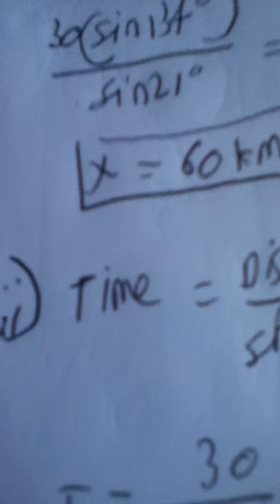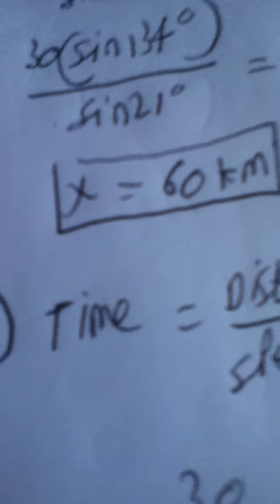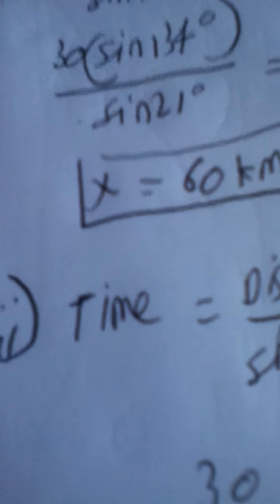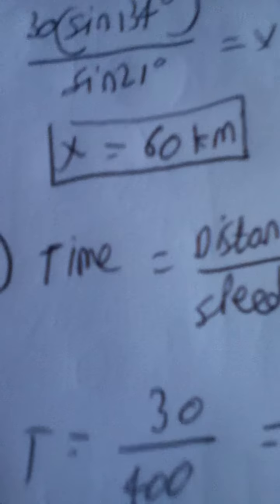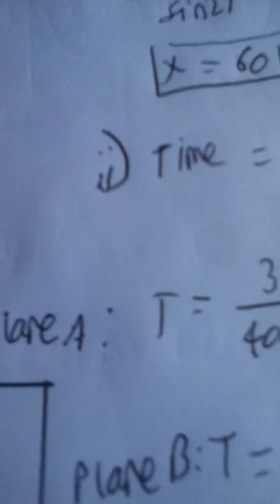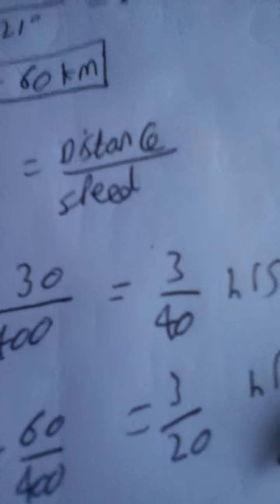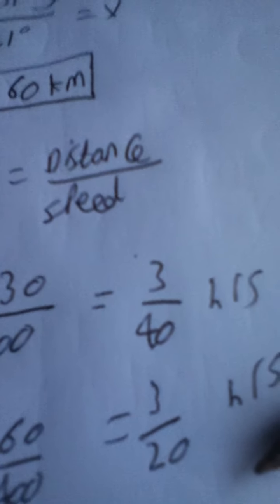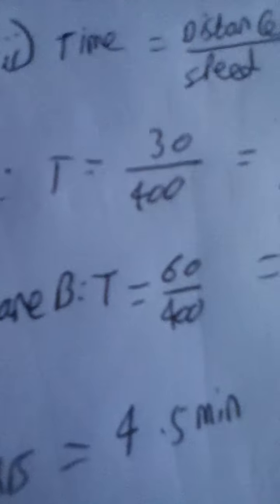So next question. Both planes travel at an average speed of 400 kilometres an hour on their approach to the airport. Calculate the time interval in minutes between the two planes landing. So the formula for time is distance over speed. So for plane A, the time would be 30 over 400, which would be 3 over 40 hours. And the time for plane B would be 60 over 400, which is 3 over 20 hours.